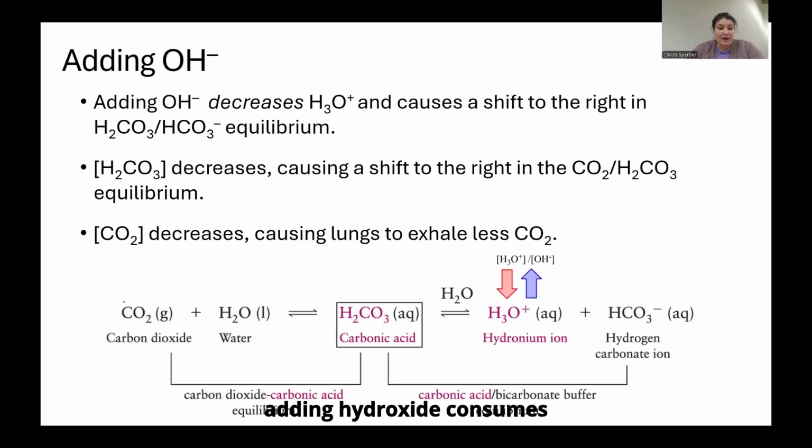So adding hydroxide consumes carbonic acid, so you're decreasing your H3O+, causing a shift to the right, using up carbonic acid. If you're using up carbonic acid, then you're going to want to create more carbonic acid. So this reaction is going to shift to the right as well, using up carbon dioxide and water. The lungs assist this by not exhaling as much carbon dioxide, because you need the carbon dioxide to create more carbonic acid.